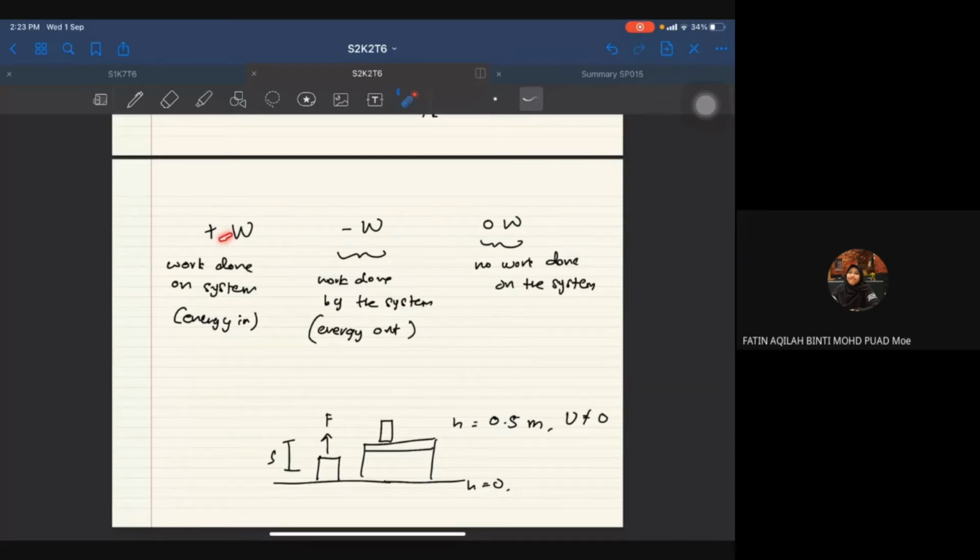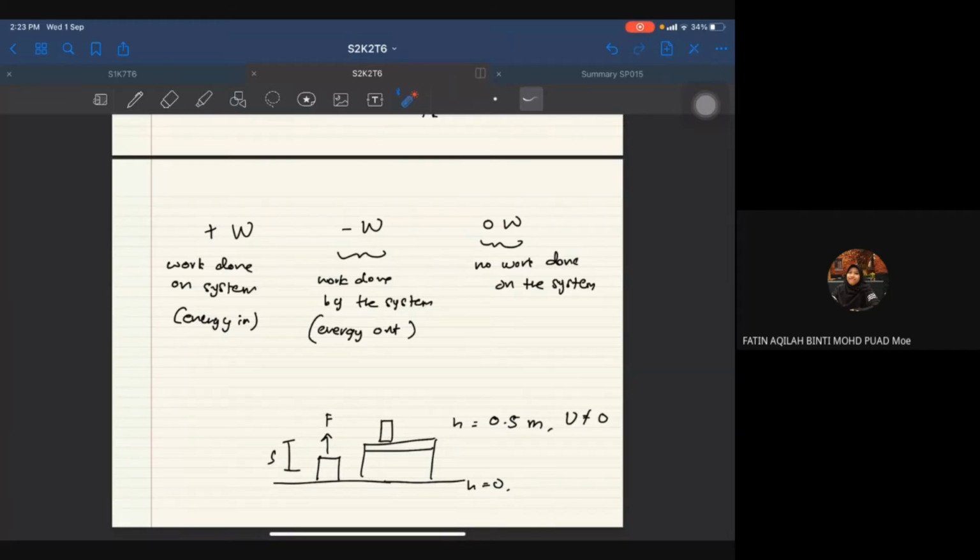Kalau dia positif, work done on the system. Negative, work done by the system. Energy transfer in, energy transfer out. Kalau yang ni dia tak ada work done. Okay. And then the energy yang in dengan out tu dia akan transform bentuk dia. Work tu transform jadi bentuk, maybe jadi kinetic energy, maybe jadi potential energy, maybe jadi elastic potential energy.